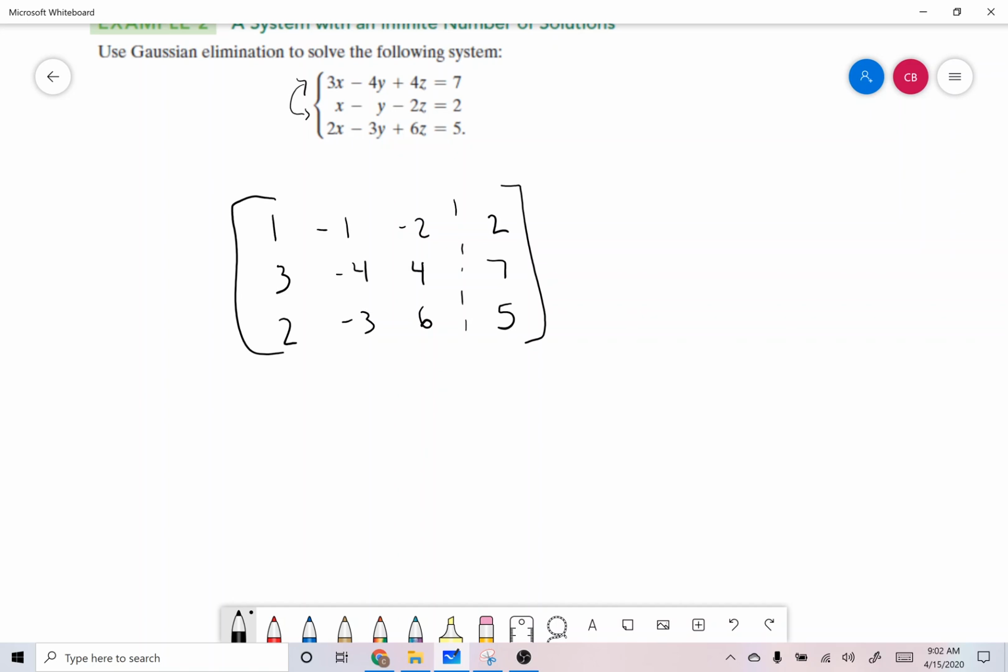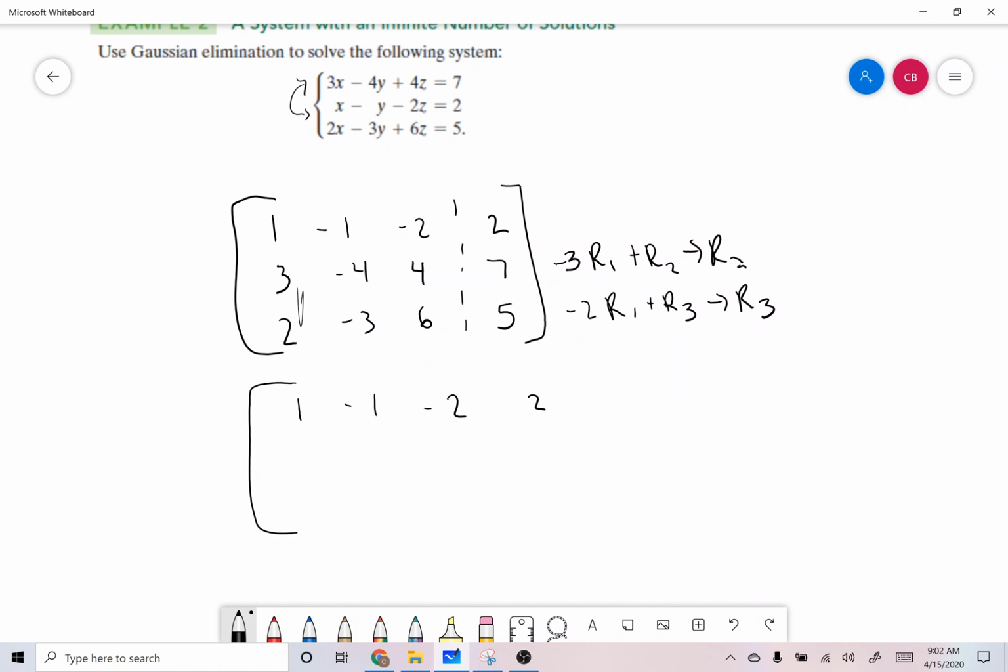We have a 1 in this position, so we want to make these two zeros. So let's do that. We want to do -3 times row 1, add it to row 2, yields row 2, and then we want to do -2 times row 1, add it to row 3, yields row 3. So 1, -1, -2, 2. We're going to do -3 times this row I just wrote, and we're going to write that right next to it. We have -3 times 1 is -3, -3 times -1 is 3, -3 times -2 is 6, -3 times 2 is -6.